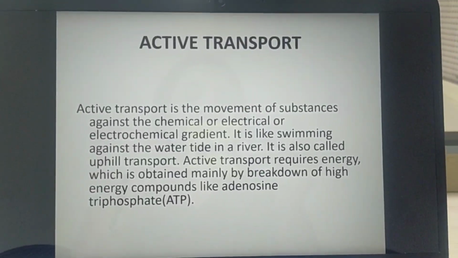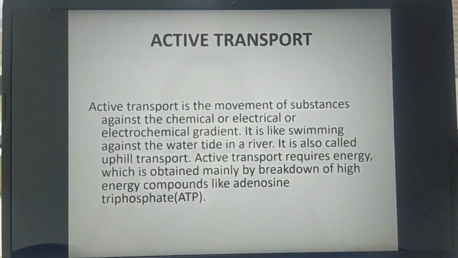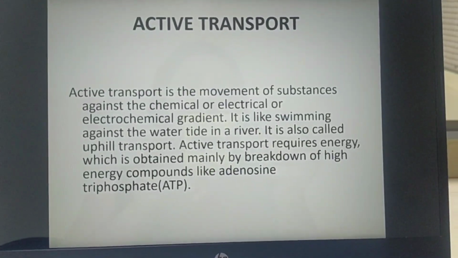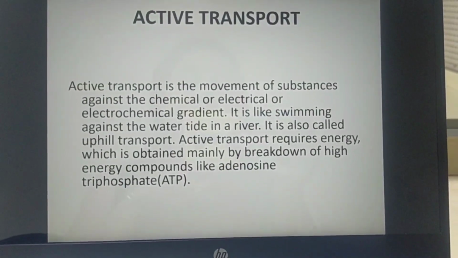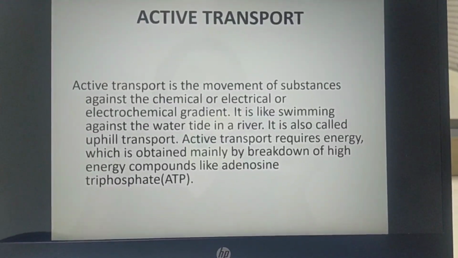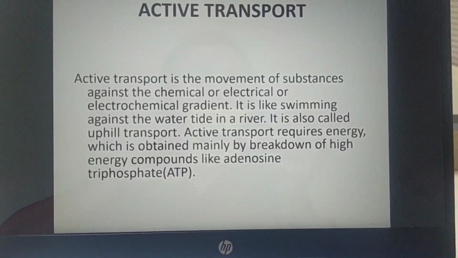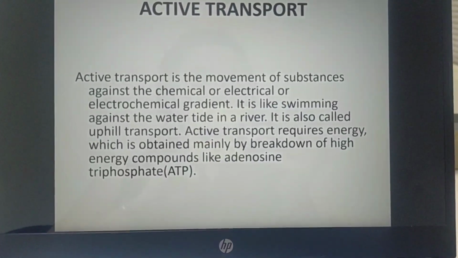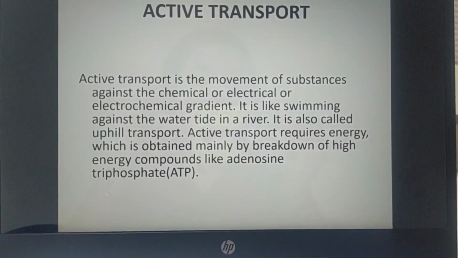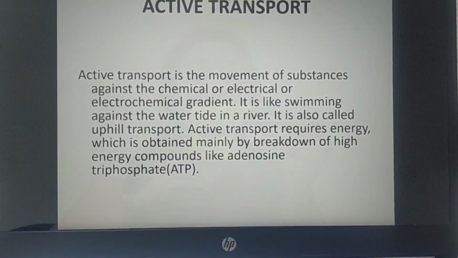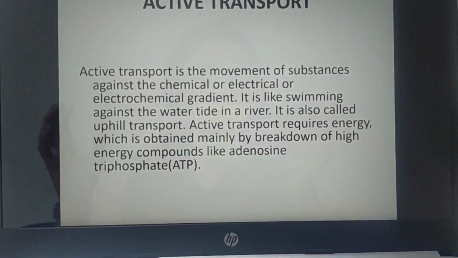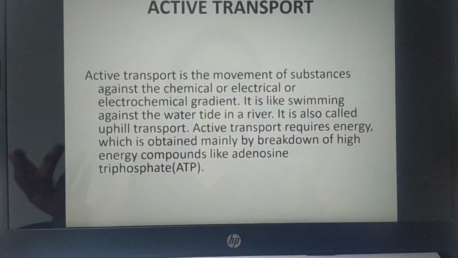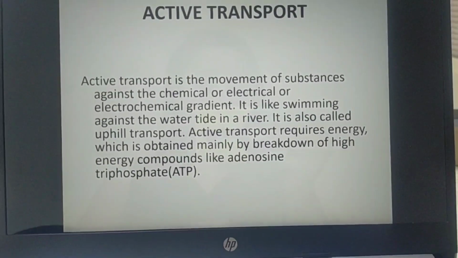Then there is active transport. Active transport is a movement of substances against a chemical or electrical or electrochemical gradient. It is like swimming against the water tide in a river. It is also called uphill transport. Active transport requires energy, which is obtained mainly by the breakdown of high energy compounds like ATP, which is adenosine triphosphate.